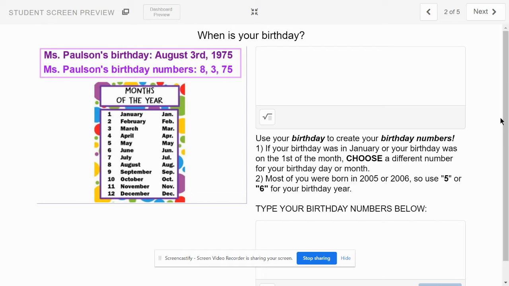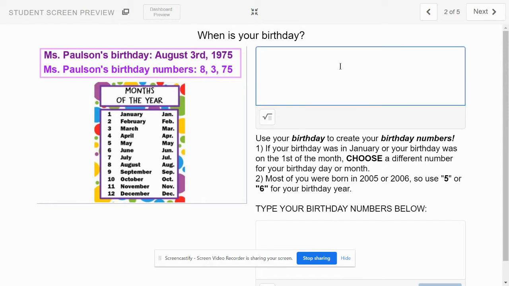Instead of doing a quiz for our area unit, we're going to do a little project to demonstrate our understanding of area. And what I'm going to ask you to use is your birthday numbers. So let me demonstrate what that is.